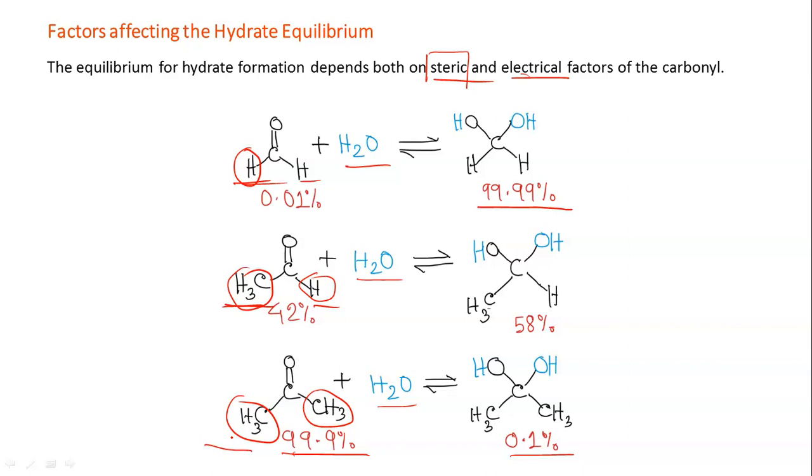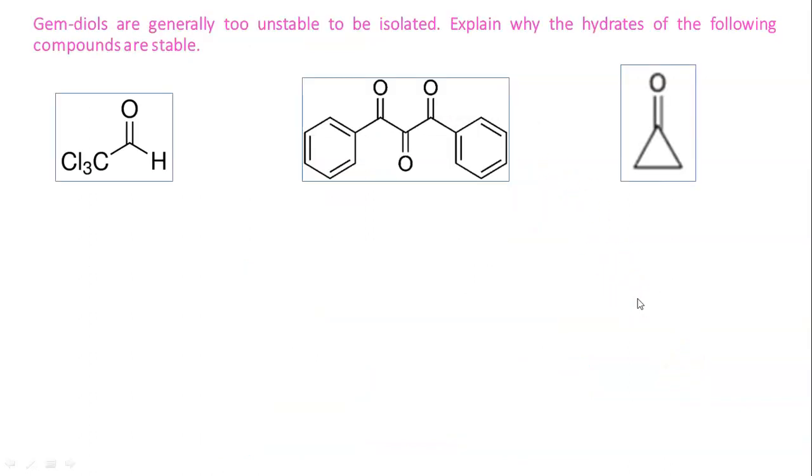Now as we increase electron donating groups, our hydrate production is reduced. Similarly, if we add some electron withdrawing group to the starting carbonyl compound, obviously we can increase the amount of hydrate. So we will see some examples for that.